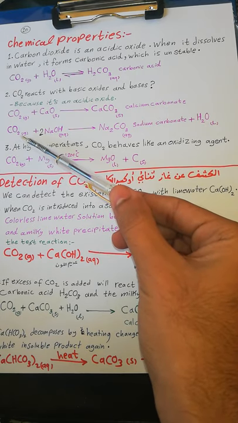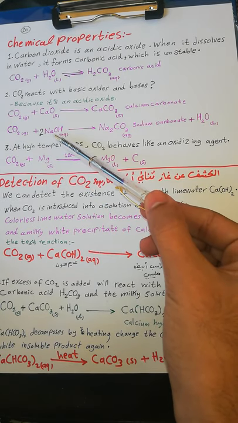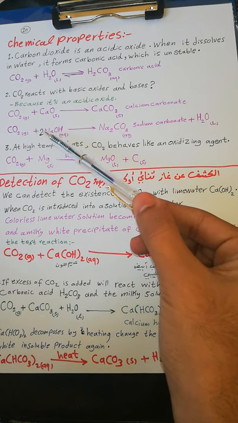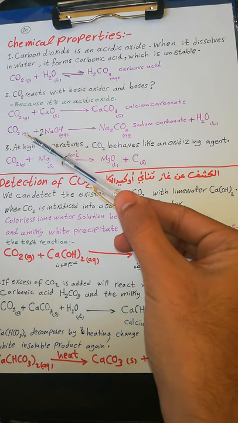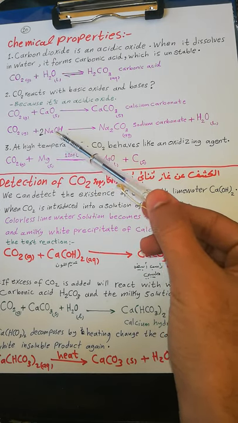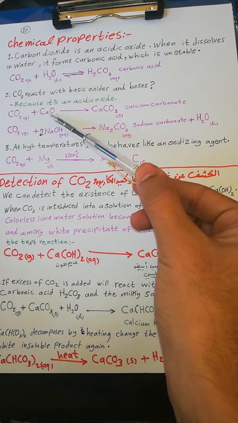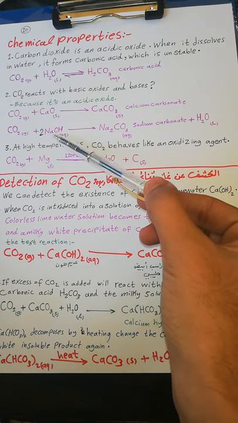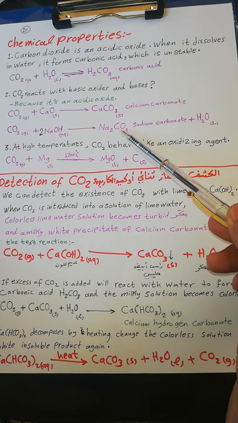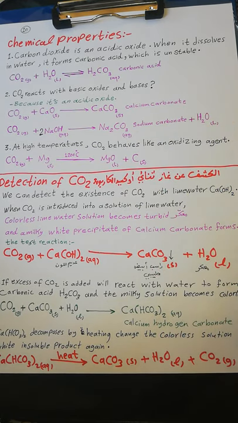CO2 plus NaOH. NaOH is a base. Here is a basic oxide, oxide قاعدي. Here is a base. The result is Na2CO3, sodium carbonate, plus water.